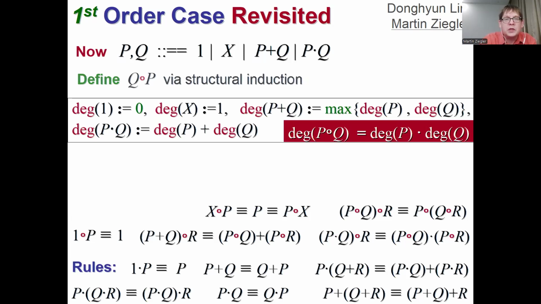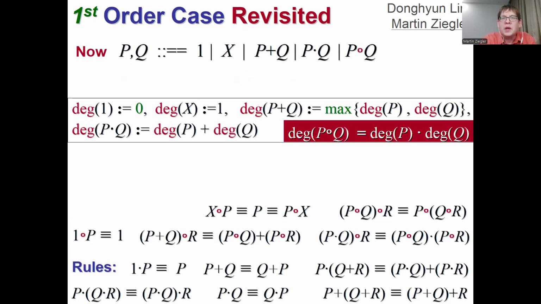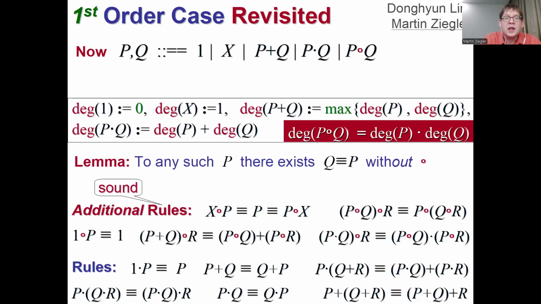And now we take a new perspective. We introduce composition as an operator in its own right, similar to the multiplication and addition operators. And we turn the properties that we had semantically before into syntactic rules, so that by construction they are sound. And actually, they turn out to be also complete.